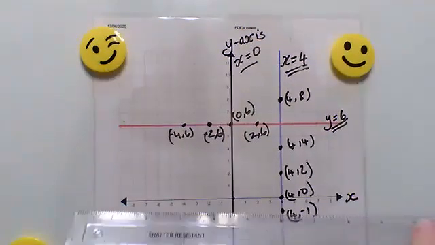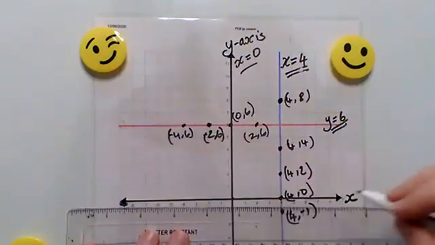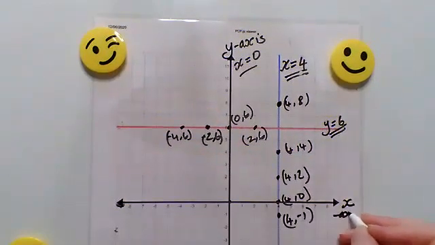And similarly, this line here, so our x-axis, we can call it the x-axis, but we can also call it by the equation of the line, and because it's a horizontal line, this is y equals 0.